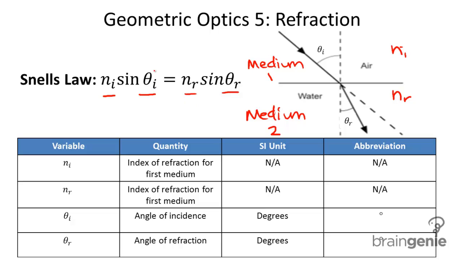In addition, I have theta i, which is the angle of incidence, and that's this angle here, and then I have theta r, which is the angle of refraction. This is a very important equation to determine either the indices of refraction, or the angles of incidence or refraction.